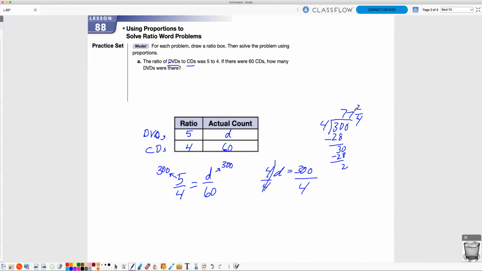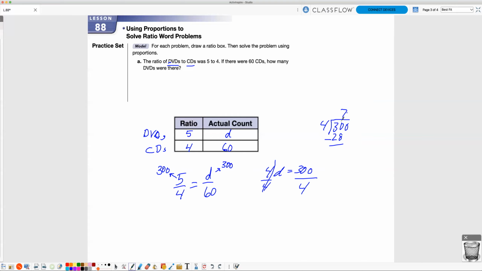And that doesn't seem like it makes any sense. 5 times 60. Let me look at this. It doesn't make any sense that we'd only have half of a DVD. So 4 times D equals 300. And 300 divided by 4, 7 times 4 would be 28. 8 times 4 would be 32. So this would be 20 right here. So that's where the error came in. So I just made one error in my division there.